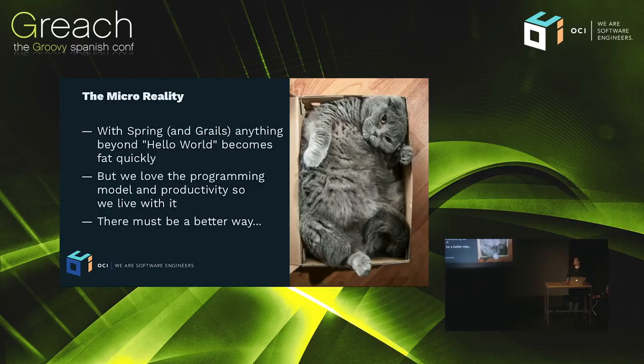So the micro reality is that with Spring and Grails, anything beyond Hello World becomes fat quickly. You write Hello World in Spring and in Grails, and yes, the memory consumption is not going to be that much. But as you build even a medium complexity app, you realize that you cannot fit the application into a small amount of memory, and you end up needing basically supercomputers for each developer to run a federation of microservices. So there must be a better way, right?